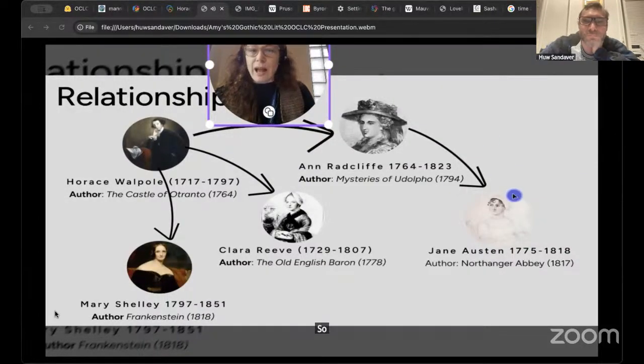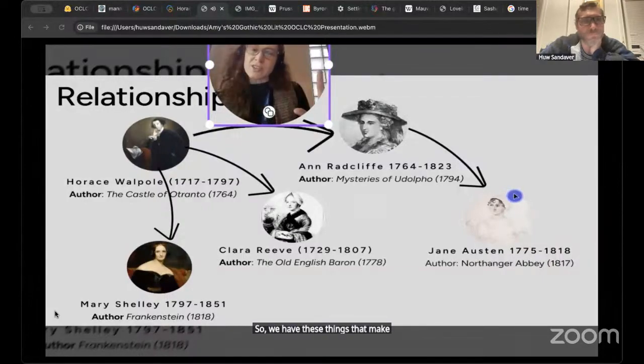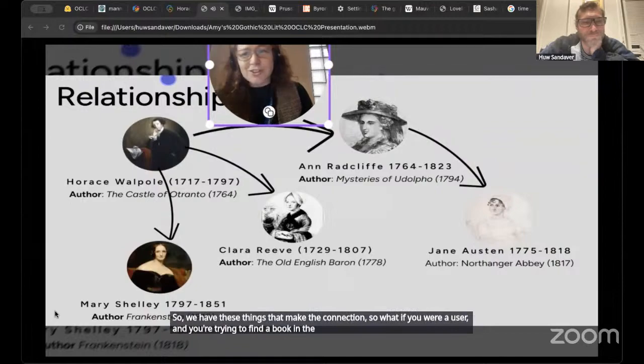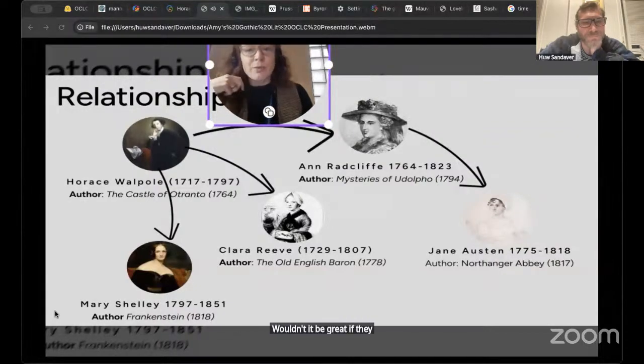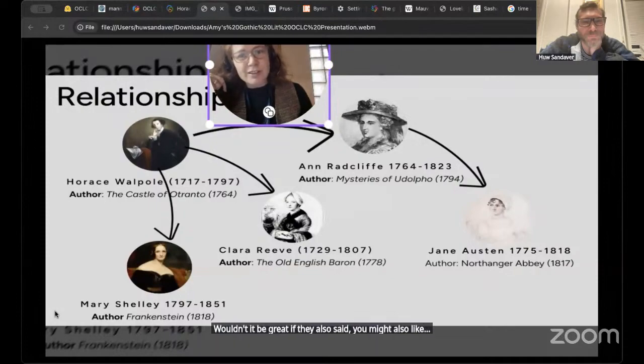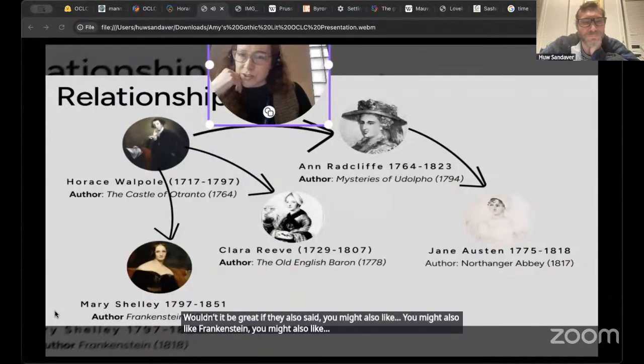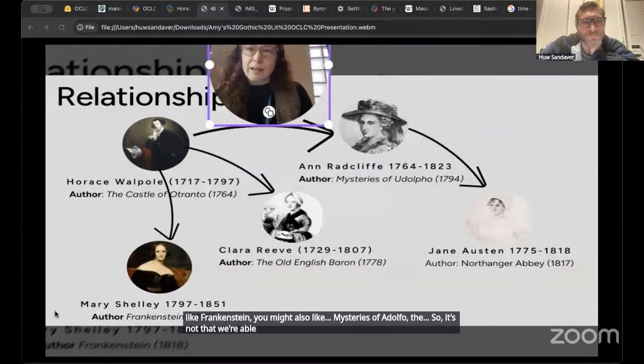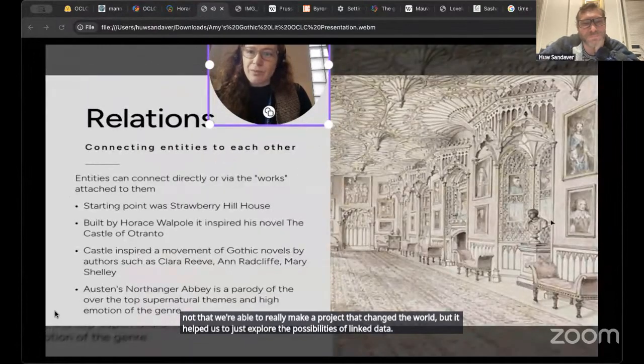So we have these things that make the connection. What if you were a user trying to find a book in the library and you just want to read Castle of Otranto? Wouldn't it be great if they also said, you might also like Frankenstein, you might also like Mysteries of Udolpho? So it's not that we're able to really make a project that changed the world, but it helped us to just explore the possibilities of linked data.